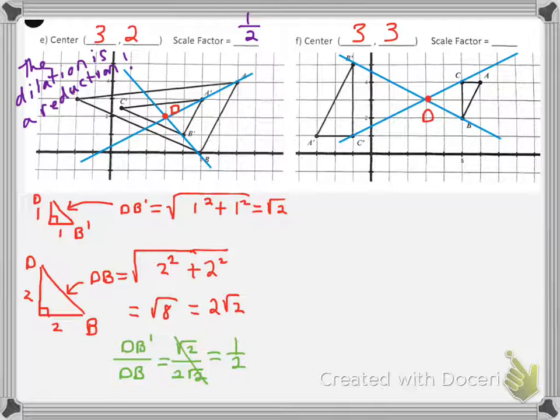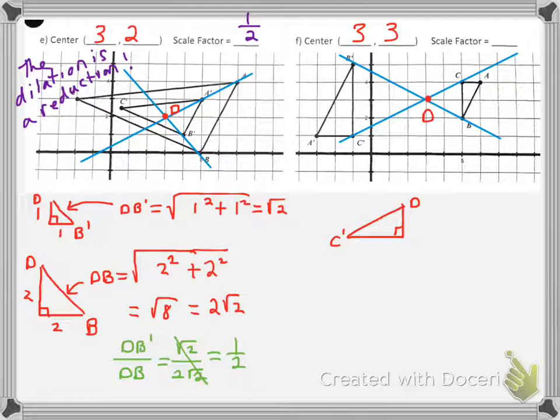Are they on the other side of D? And does that look like a rotation? Okay, we'll come back to that. But let's try to find our scale factor. So I'm going to choose randomly here D and C prime and then D and C. I could have chosen DB and DB prime. I could have chosen DA and DA prime, but I just went ahead and picked D and C.